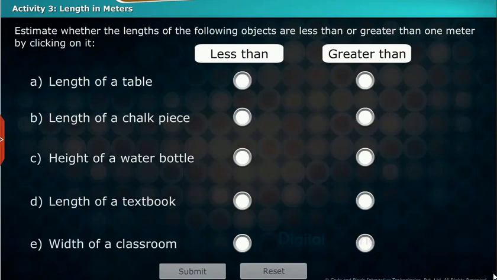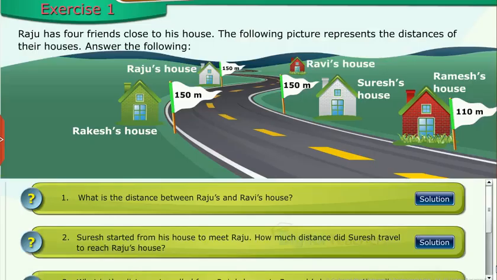Let us perform an activity to find the length in meters. Estimate whether the lengths of the following objects are less than or greater than 1 meter by clicking on it. Let us solve some exercise problems. Click Solution button for your reference.